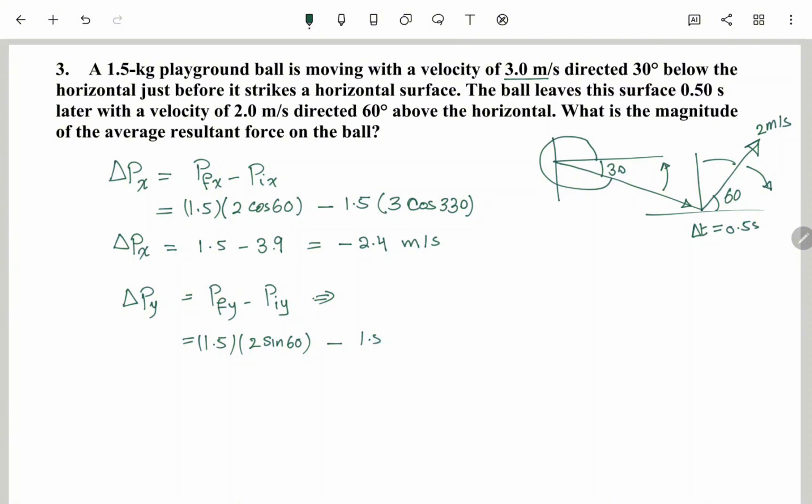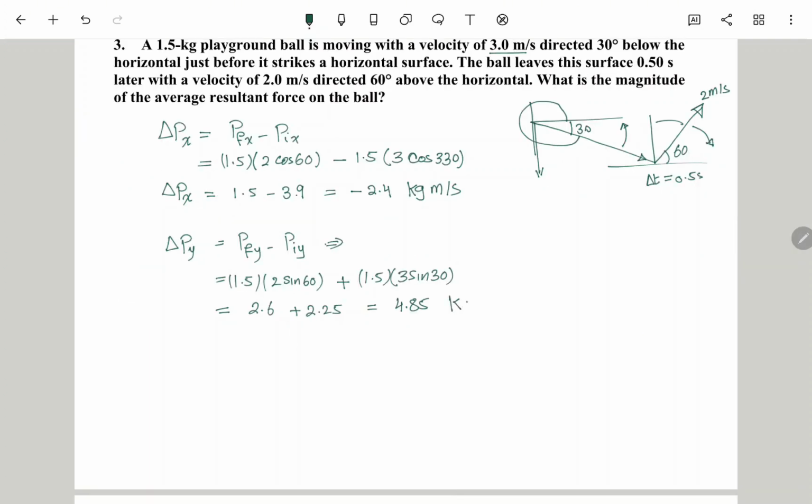So 1.5, 3 sine 30. And remember, the direction of the arrow will be downward in this case, so it will be minus, so minus minus will be plus. After simplifying this one here, it's equal to 2.6 plus 2.25, or 4.85 kilogram meter per second.